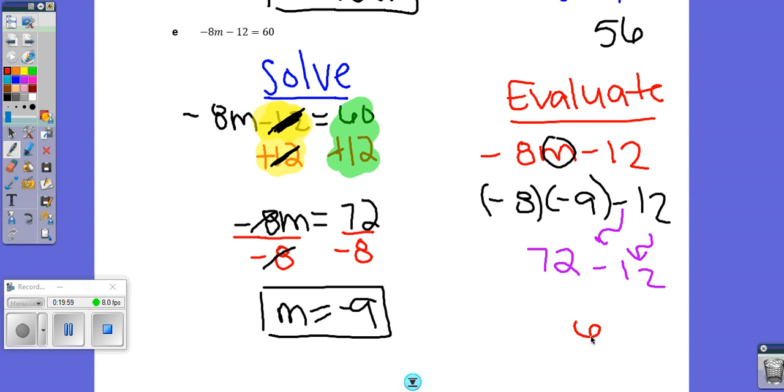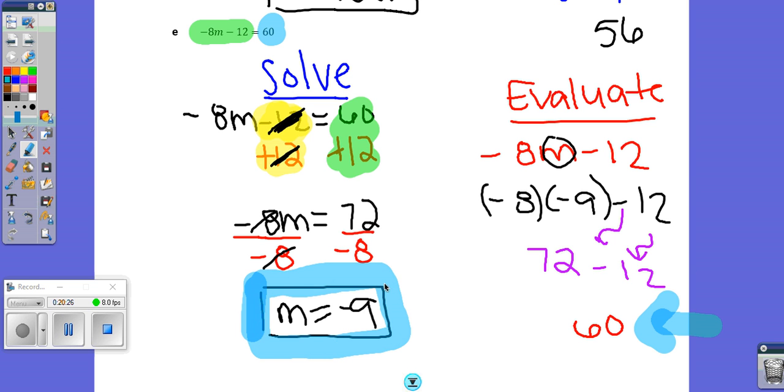is equal to 60. So if I look back at my equation, this is my expression. I meant to highlight that. Oops. Go back. Okay. So my expression is negative 8m minus 12. And I was supposed to get 60 after evaluating. So I got 60. So that means that I must have found the correct m. So m is equal to negative 9. So in other words, this expression here, negative 8 times m minus 12, is equal to 60 specifically when m is equal to negative 9.